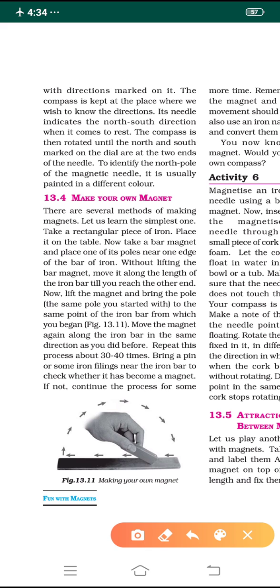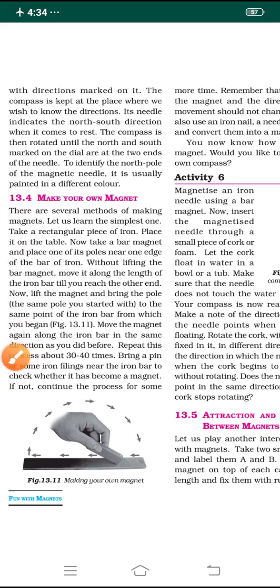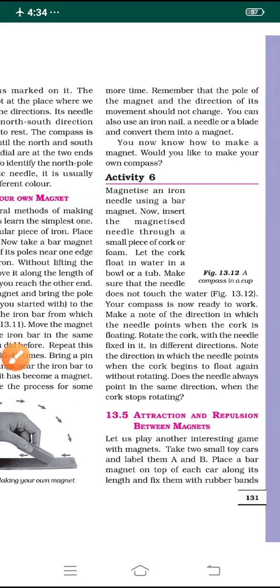If it has not attracted, then continue the same process for some more time.